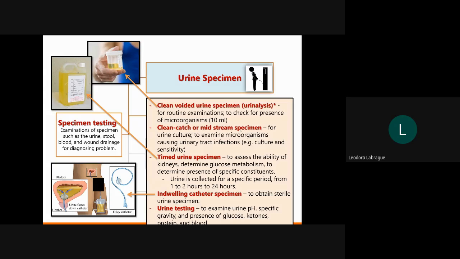Look at this container on the slide right now. See? You would see a large volume of urine. Perhaps the patients collected the urine for 24 hours. And why do we do this test? Why do we do this timed urine specimen? Very easy. Because we want to assess if the kidneys are well functioning. We want to know if there is a problem with the patient's metabolism of sugar or glucose. Okay? These are the very basic purposes of timed urine specimen.